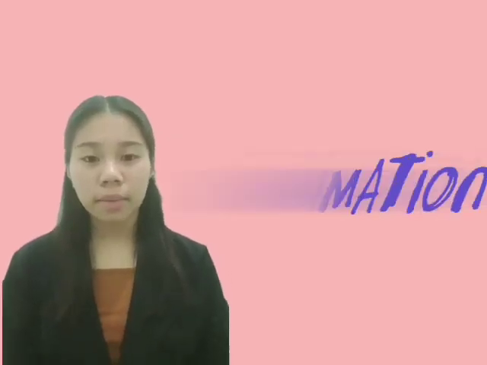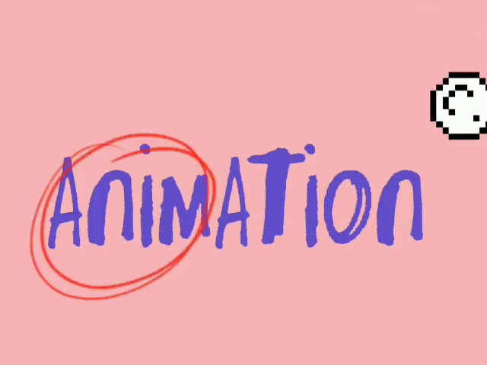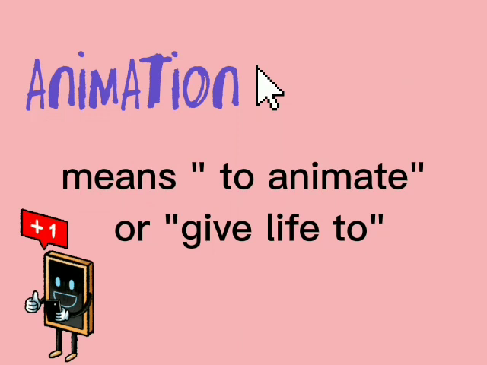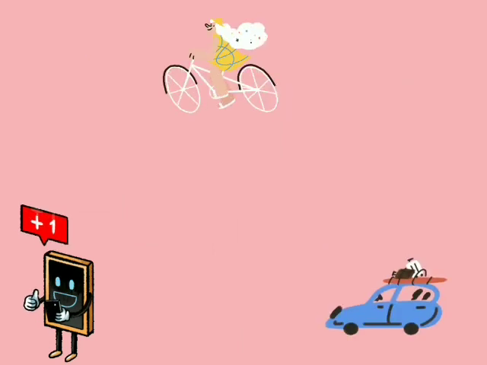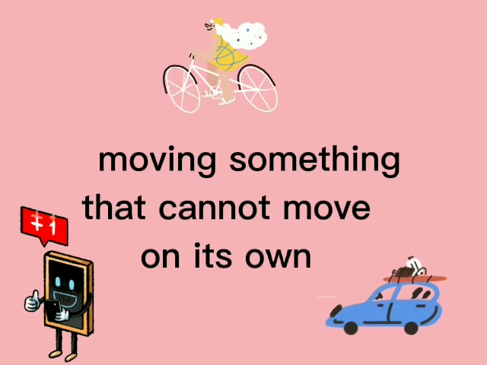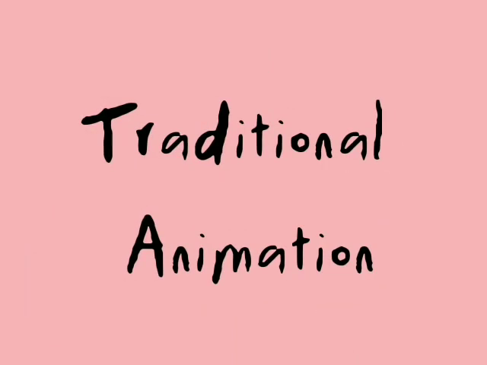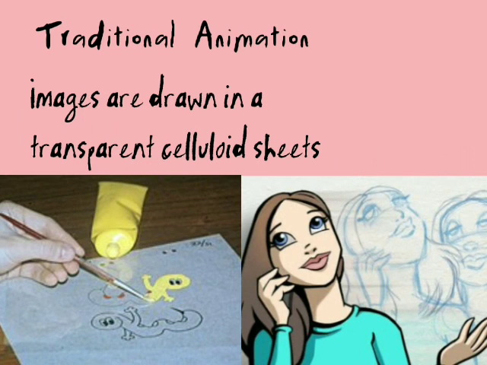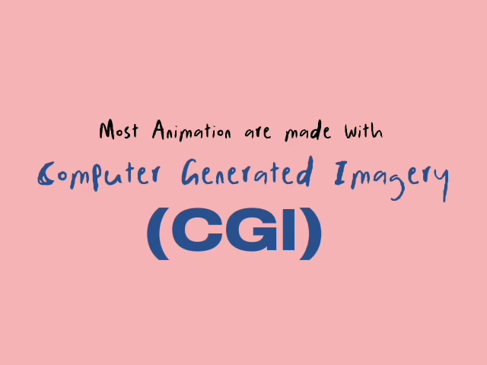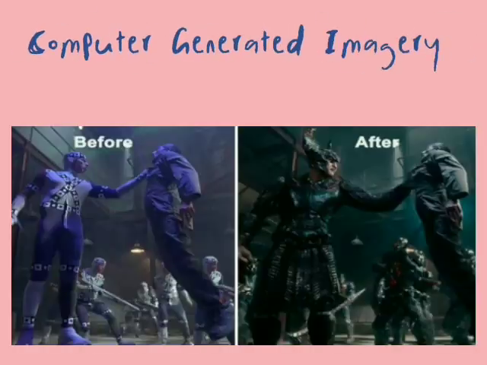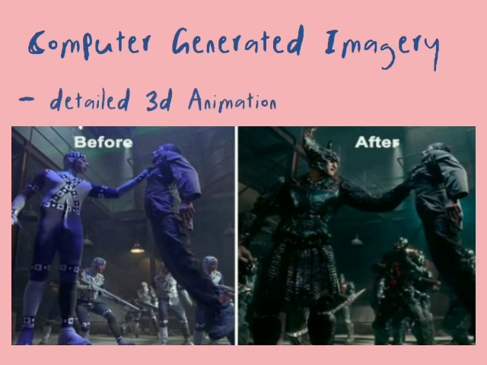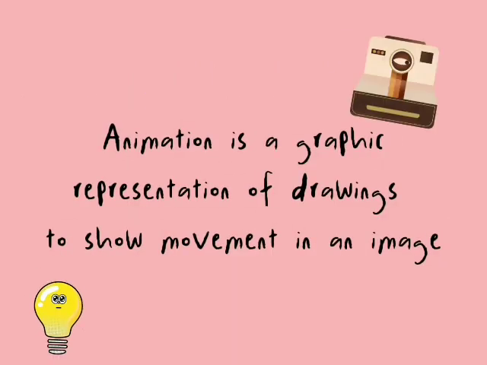The second term is animation. Animation means to animate or to give life to. Animating is moving something that cannot move on its own. In traditional animations, images are drawn or painted by hand on transparent celluloid sheets to be photographed and exhibited on film. Today, most animations are made with computer-generated imagery or CGI, like very detailed 3D animations. Animation is a graphic representation of drawings to show movement within those things.